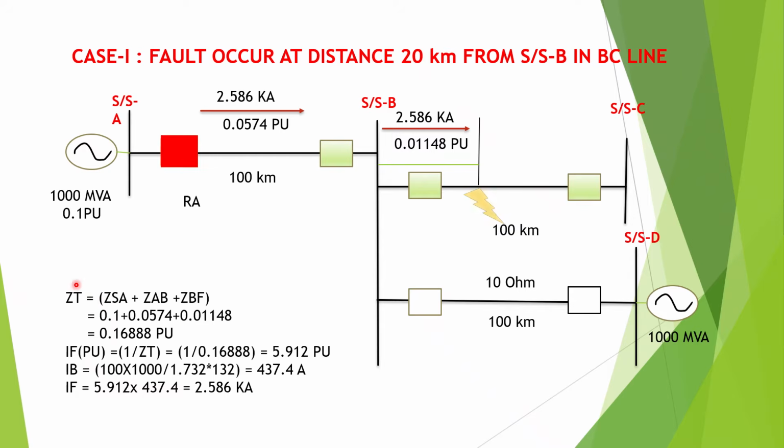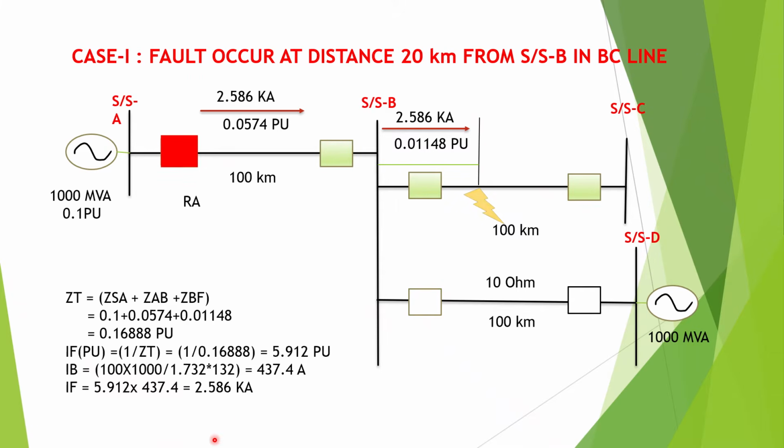So total impedance up to the fault point comes as Z source plus impedance of this line up to the fault point, that is equal to 0.1 plus 0.0574 plus 0.01148, which is equal to 0.16888 per unit. So we can easily calculate the fault current in per unit value, which is equal to 1 divided by ZT, which is equal to 1 divided by 0.16888, which comes as 5.912 per unit.